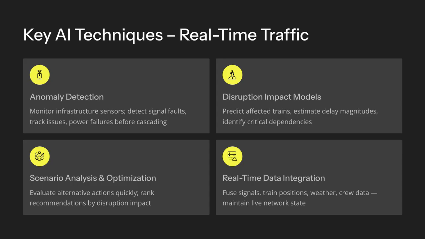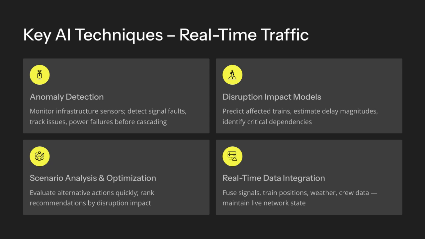For each option, the optimization calculates total delay across the network, passenger impact, and cost. It ranks them, and it surfaces the top 3 to 5 options to the controller with the trade-offs made visible, not a single answer presented as fact. Options with evidence behind each one.